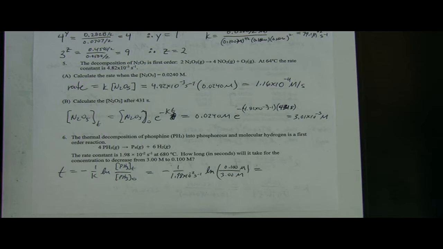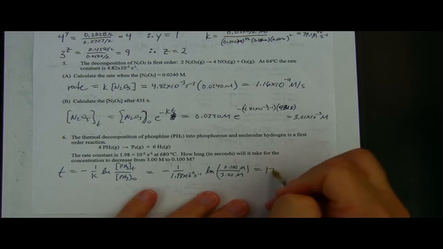Anybody got a number? 171.77. Okay, how many digits are we good to? 3. So 172.